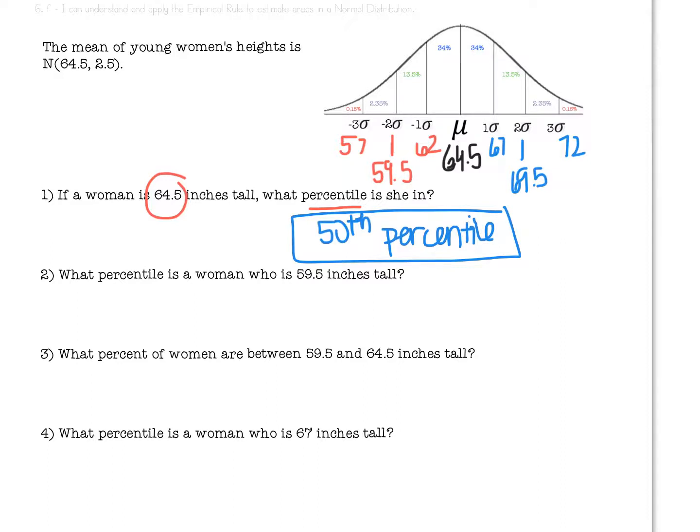All right, the next question. What percentile is a woman who is 59.5 inches tall? So I'm going to go over to my table and I see that 59.5 inches tall is going to be 2 standard deviations below the mean. So percentile is everybody who is below that person. So if we're looking specifically at 59.5, that would leave me with 2.35% of the data below, and then another 0.15% outside of 3 standard deviations below. So from this point and below, I'm just going to do 2.35 plus that 0.15.